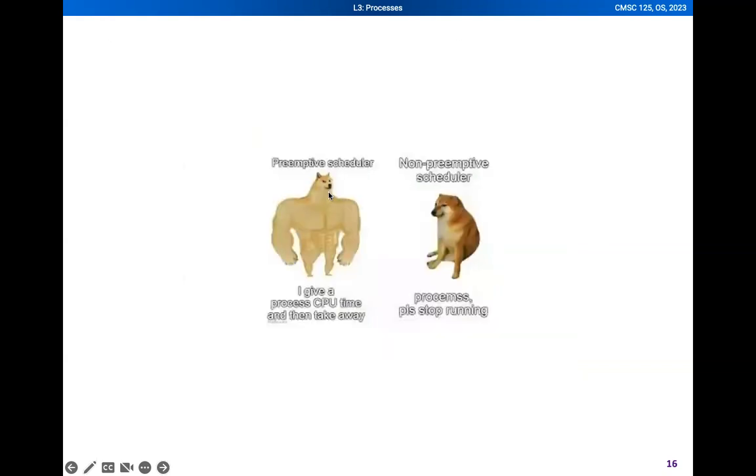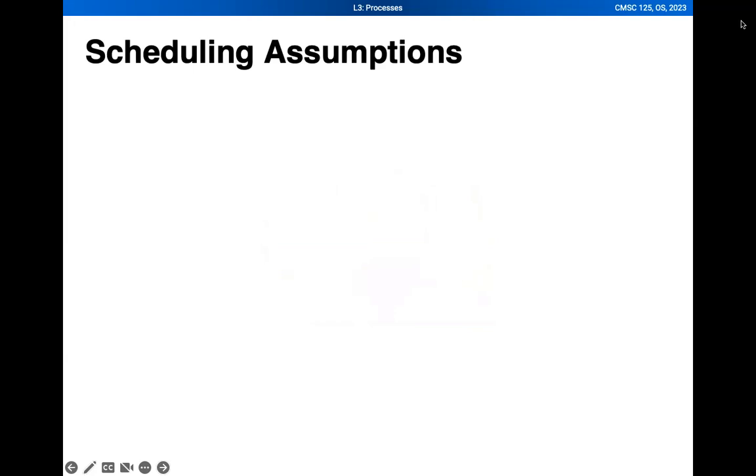Okay, so here's a meme of a preemptive scheduler versus a non-preemptive scheduler. For the preemptive scheduler, I give a process CPU time and then take it away. But the non-preemptive scheduler, which is more submissive, will just keep on running. It will keep the process running and will not interrupt it at all. Okay, in the next video, we are going to discuss the scheduling assumptions.